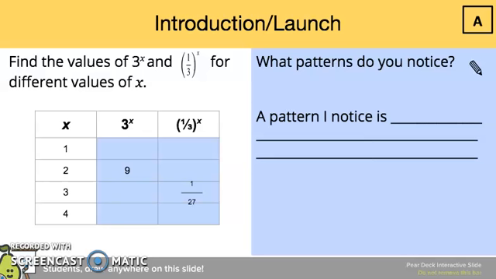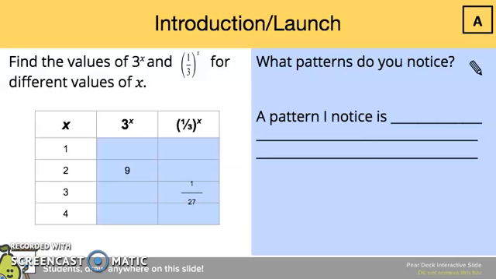As a scaffold, you can pre-fill each column of the table with a value or two values, as noted here. 3 to the x power, in which x is equal to 2, is 9, and 1/3 to the x power, in which x is equal to 3, is 1/27. And for the secondary portion, you can provide students a sentence starter so they can focus more on the noticing rather than on sentence structure.